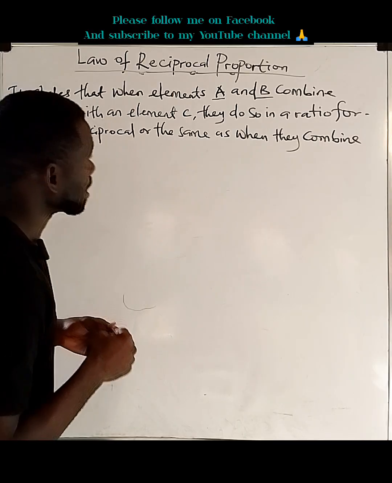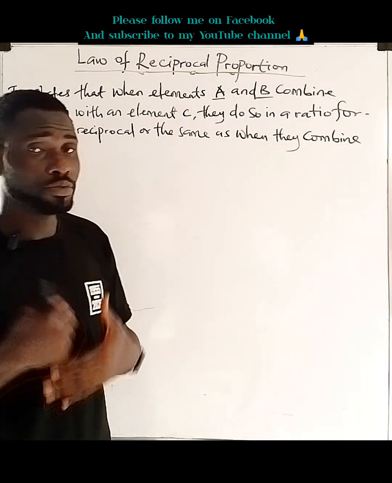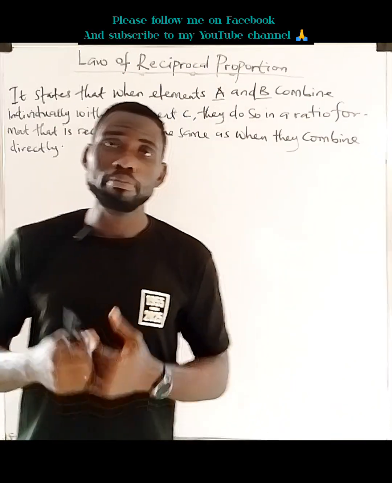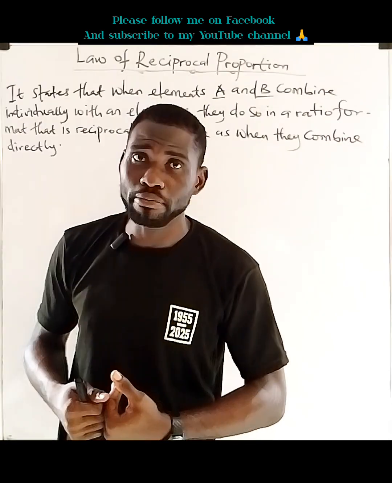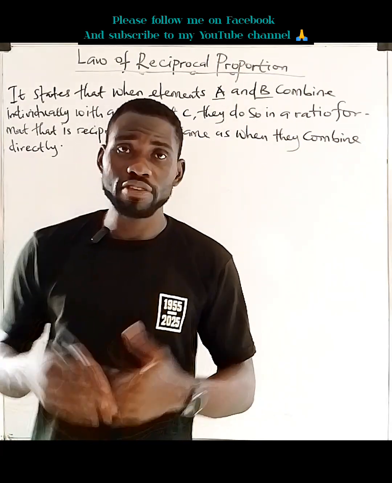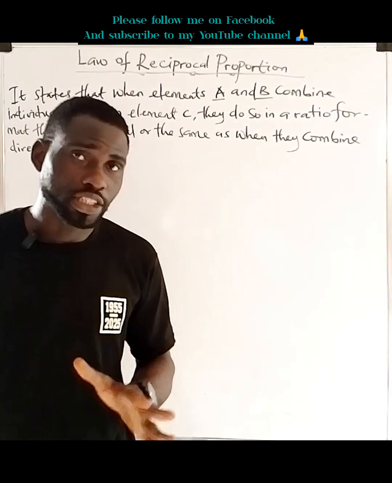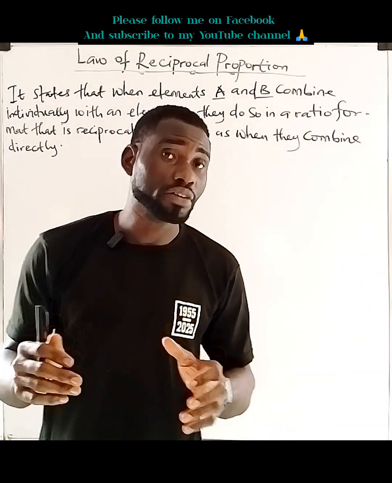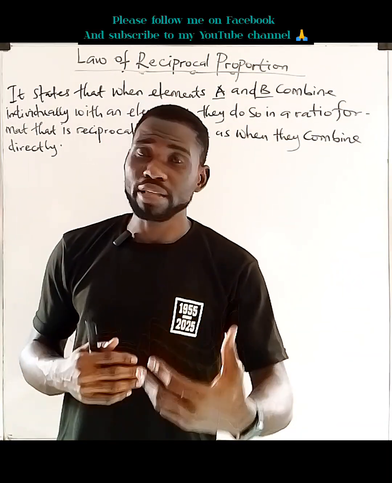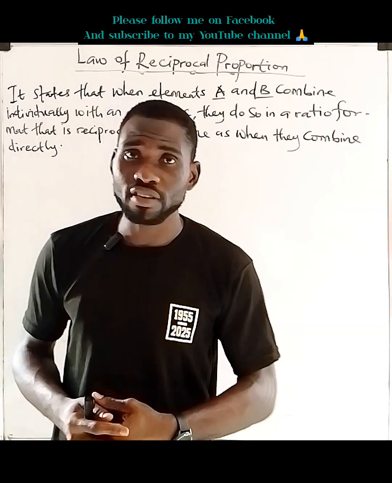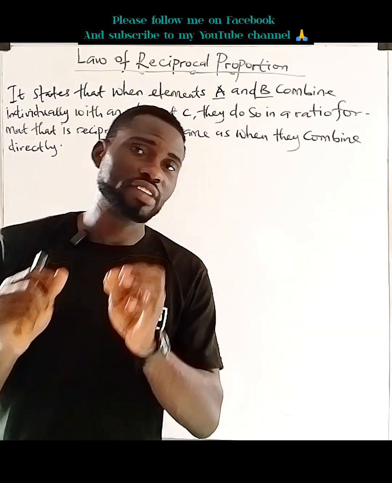Now, this is what Benjamin Richter is talking about. Benjamin Richter is a German scientist. Before John Dalton came on board, before Joseph Louis Proust came on board, Benjamin Richter did a wonderful job explaining how various chemical substances combine on a quantitative note.